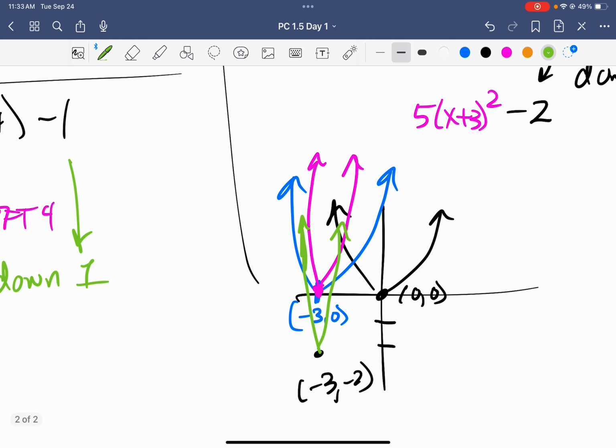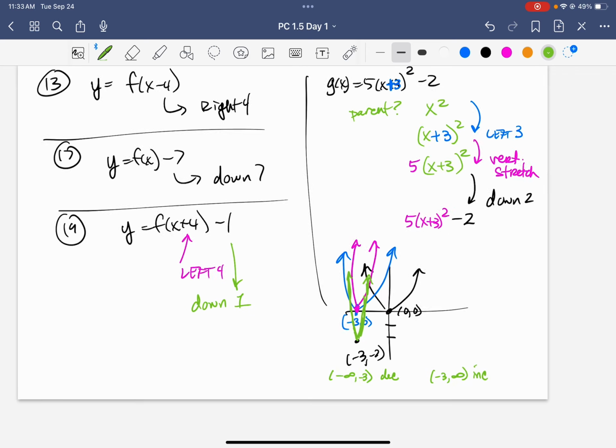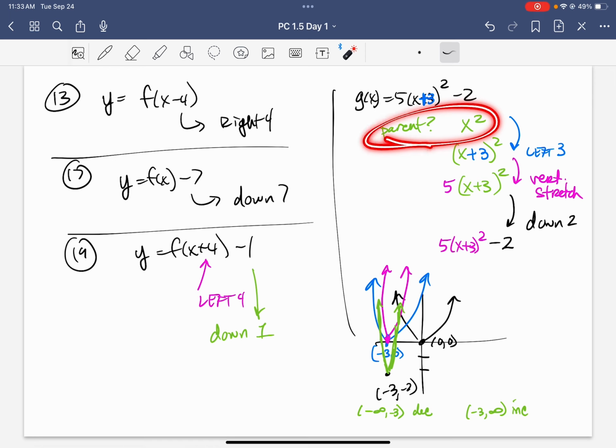So if you ask me, where's this thing decreasing? It looks like it's decreasing from negative infinity to negative 3. And then over here, it looks like it's increasing. So on negative 3 to infinity, it's increasing. And we got all that from thinking about the parent function and how it moved, how it translated. Okay, so that was number 21.